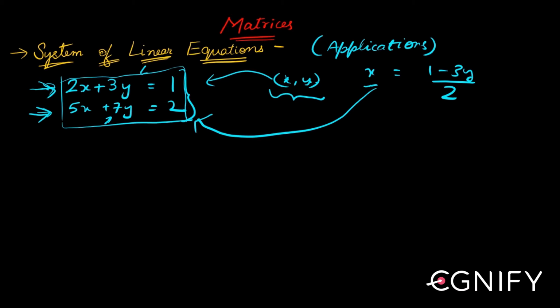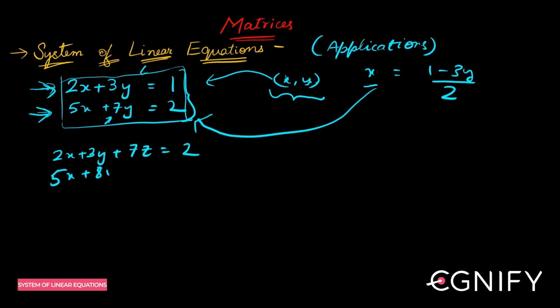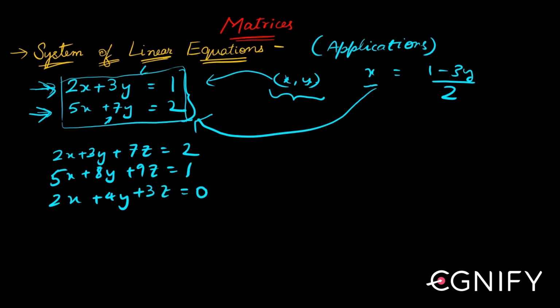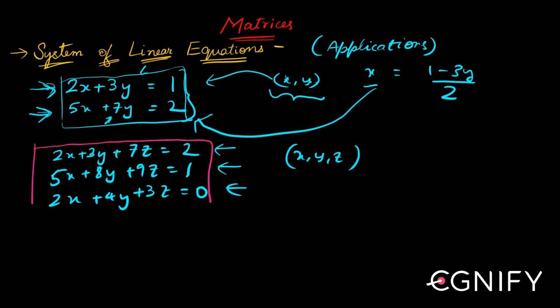But for instance, what if I give you three equations like this: 2x plus 3y plus 7z equal to 2, 5x plus 8y plus 9z equal to 1, and 2x plus 4y plus 3z equal to 0. If I give you three equations now and ask you to do the same thing, get me that x, y and z, like that triplet, basically that triplet which can satisfy all these three equations simultaneously. So here is my system. Here is my system of linear equations, and I'm looking for that x, y, z which can satisfy all these three together, right? That is what my motto is.